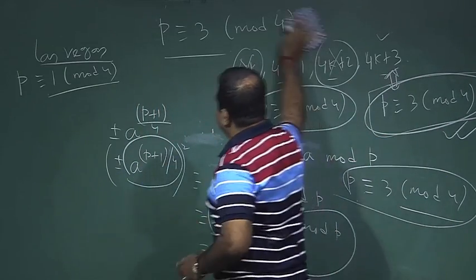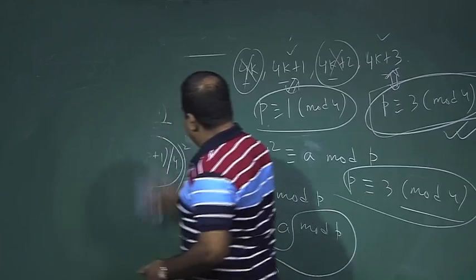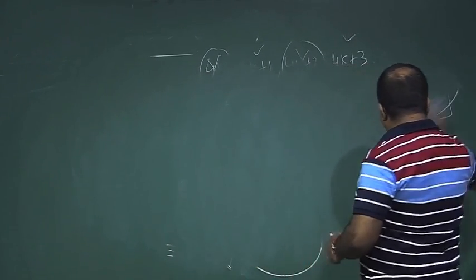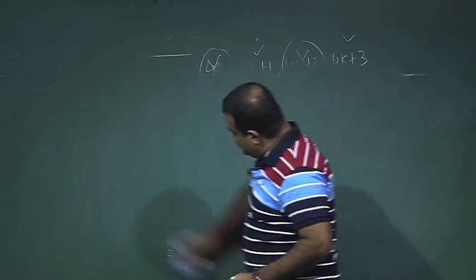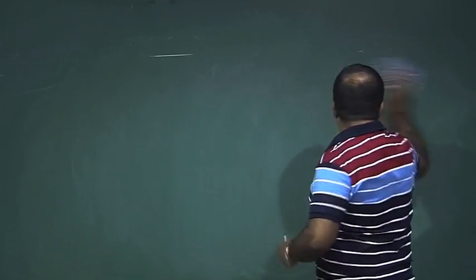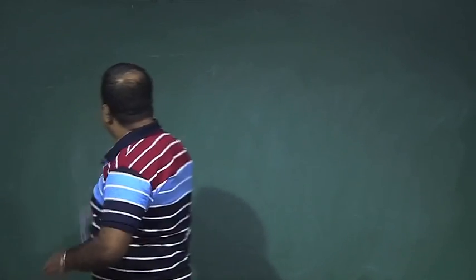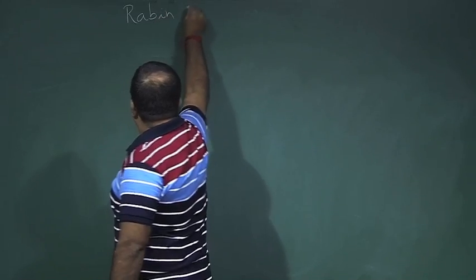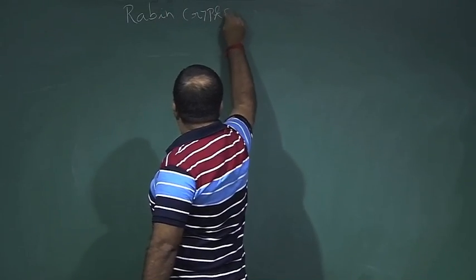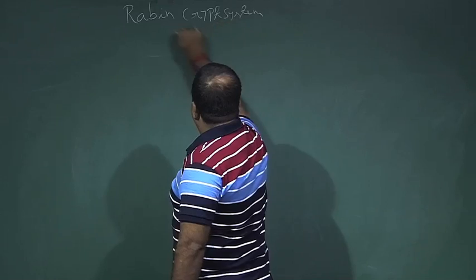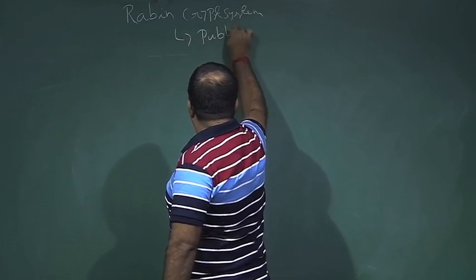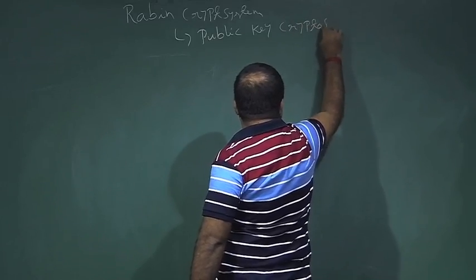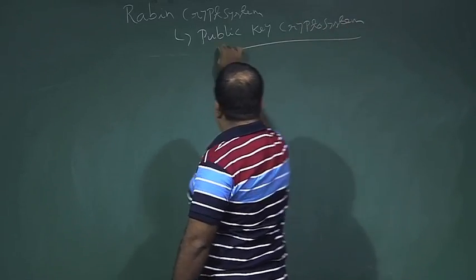So, this is a public key cryptosystem, and it was invented much before RSA, but this cryptosystem has an ambiguity. The ciphertext is ambiguous. So, this is the Rabin cryptosystem. It is a public key cryptosystem, and it was invented much before RSA, but it has some drawback, we will come to that.